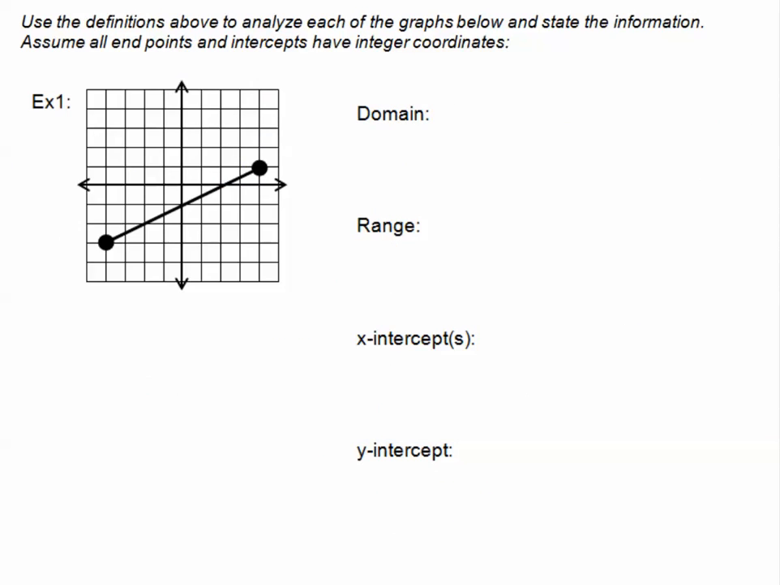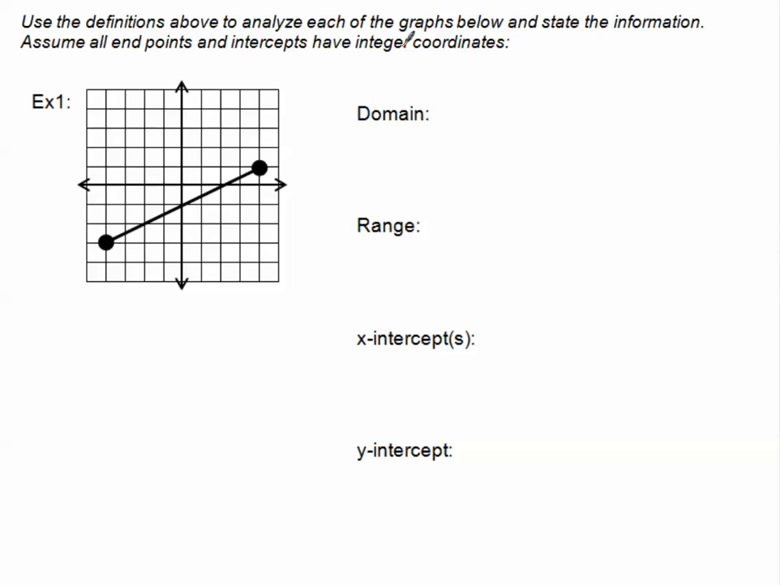Let's look at our first example. The directions say to use the definitions that we just learned to analyze each of the graphs below and state the information. It also says to assume that all endpoints and intercepts have integer coordinates. So that just means we're not going to be using any decimals or fractions. If it looks like it crosses at a nice number, we're going to say that that is the nice number.